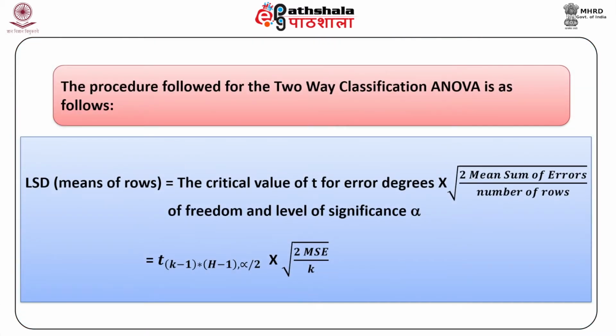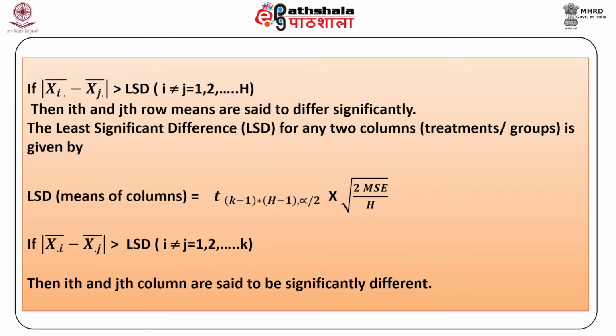The procedure followed for the two-way classification ANOVA is as follows. LSD for means of rows is equal to the critical value of t for error degrees of freedom and level of significance alpha, into the square root of 2 times the mean sum of squares of error divided by the number of rows. This can be written as t with degrees of freedom k minus 1 into h minus 1 and alpha by 2 as the level of significance, into the square root of 2 MSE divided by k. If the modulus of xi dot bar minus xj dot bar is greater than LSD, where i is not equal to j and j is equal to 1 to h, then the ith and jth row means are said to differ significantly.